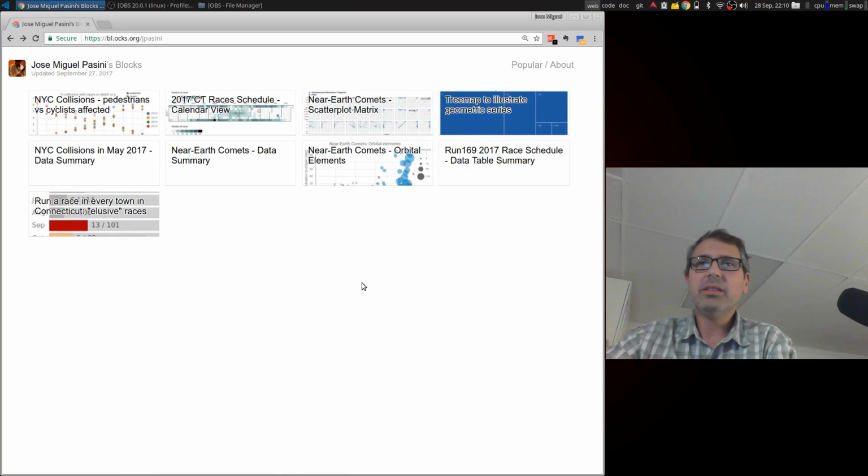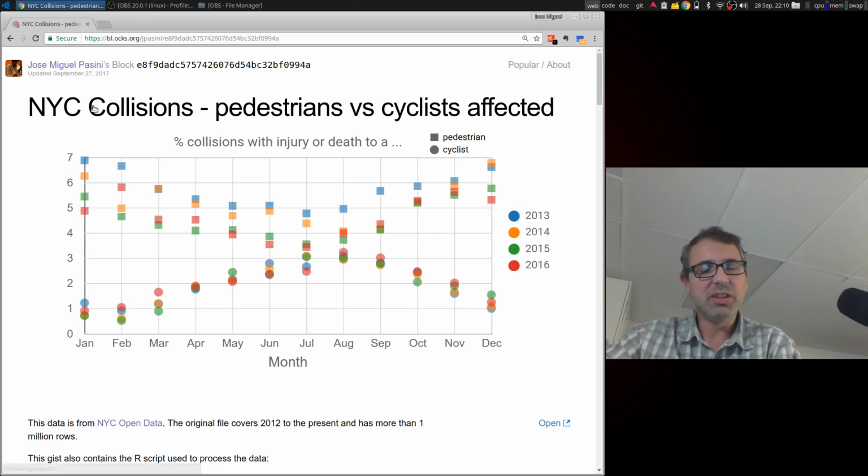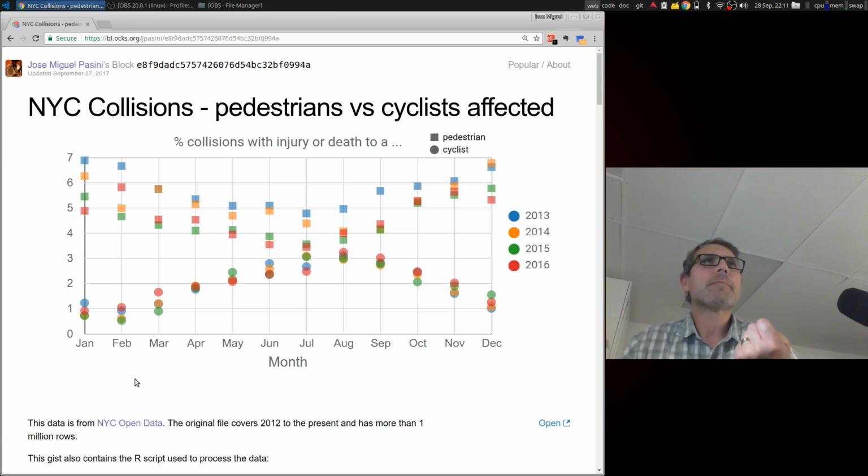The final data set that I wanted to talk about, there are two more, is a data set from New York City Open Data, and it's about collisions and different parameters of collisions. This includes data from 2012 to the present. I chose 2013 to 2016 because those are full years of data.